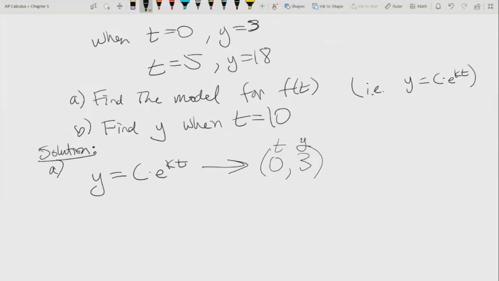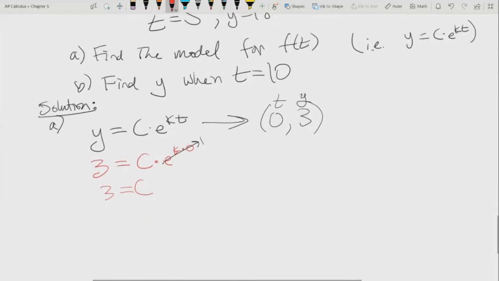Because what do I really need to do here? If I'm going to come up with an equation, I need to figure out what my c is and what k is. So let's plug those in. We end up with 3 equals c times e to the k times 0 power. Well, k times 0 is 0. So what's e to the 0 power? Poof, it's just 1. All that turns into 1, which is a nice way of saying that c is just equal to 3. So far so good.